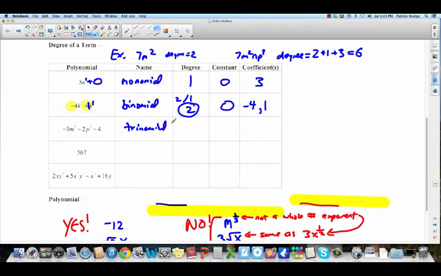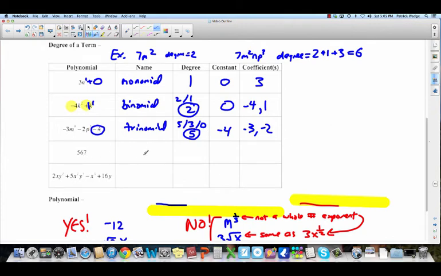The degree, you've got to look at each term. First term, the degree is 5. Second term, the degree is 3. Third term, the degree is 0. Biggest number of those is 5. The constant is the number all by itself right there. There's no variable with that, so it's -4. And the coefficients are -3 on the first term and -2. Notice you always take the sign in front of these things. So -2 here. For the constant was -4. You take the sign in front of it.